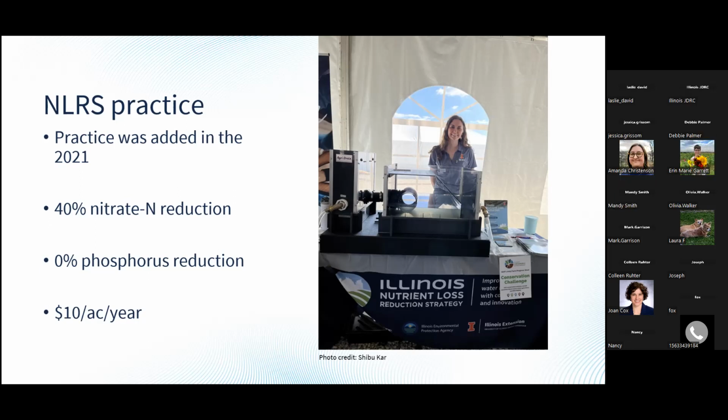So here on this slide, there's also a photo of me presenting our saturated buffer model at the Farm Progress Show this year. And in the photo, that water control structure is on the left there, and then that distribution line that would be perforated and running underneath that buffer is there on the right.